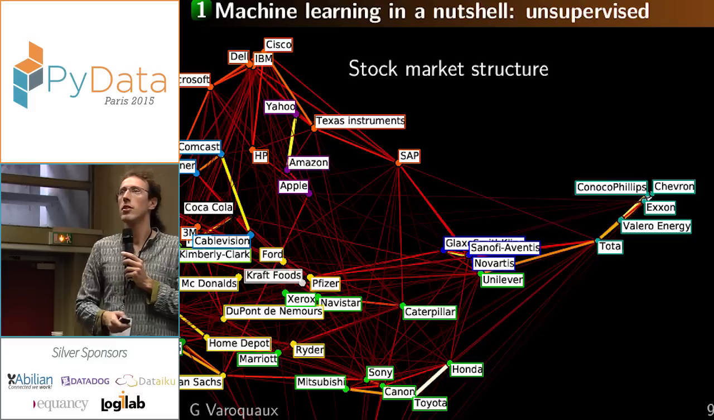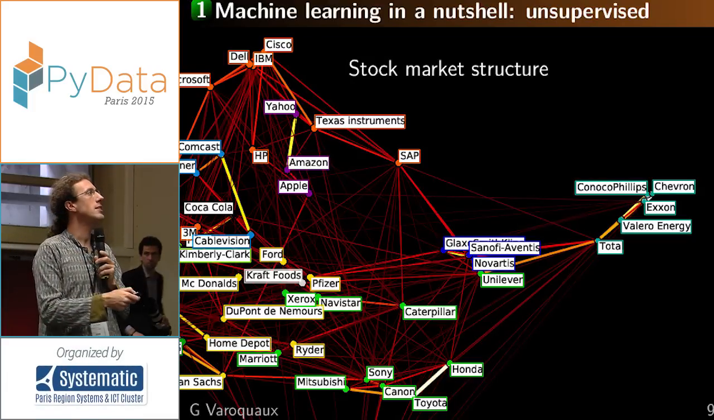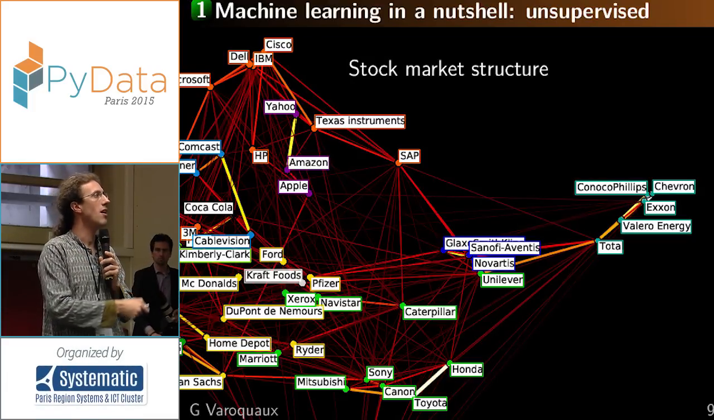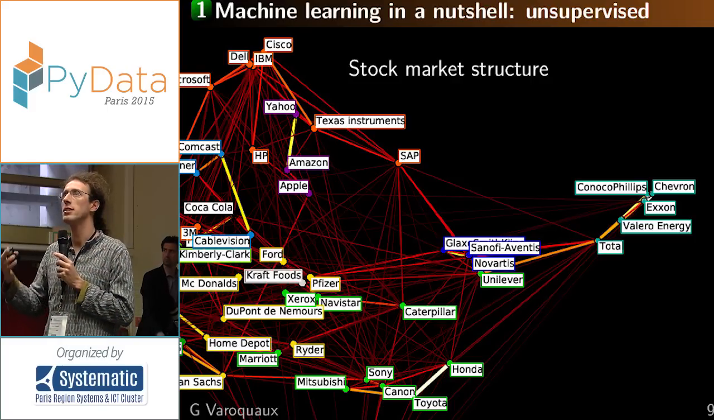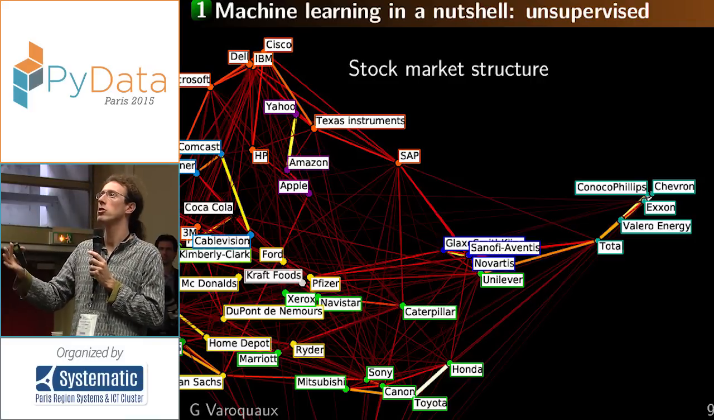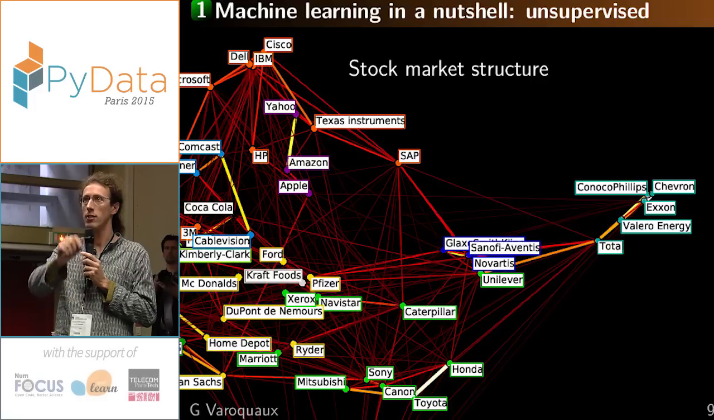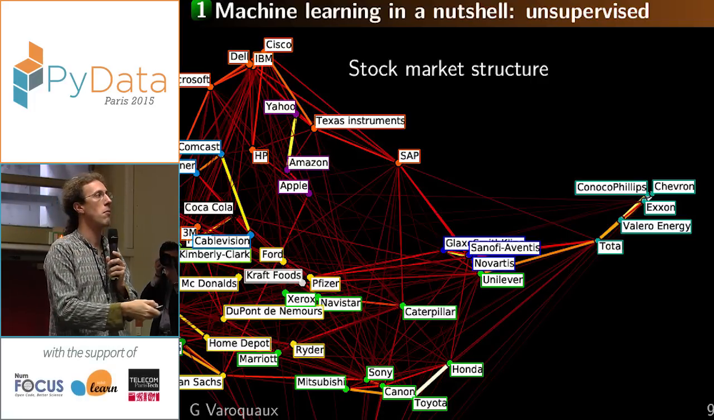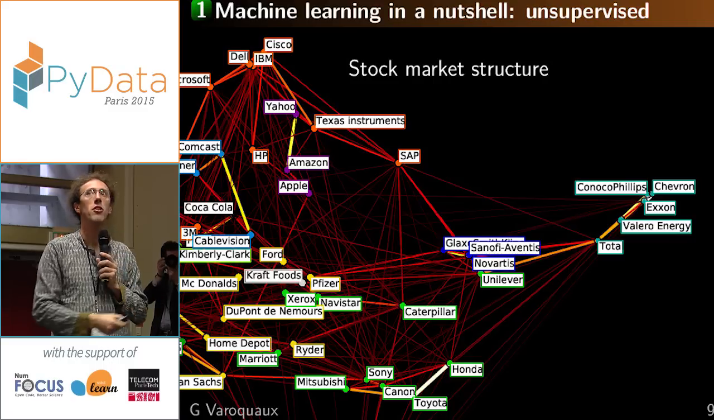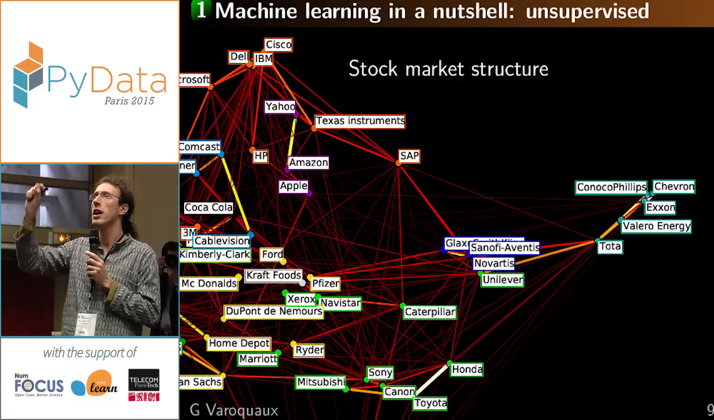All right. There are supposed to be labels here, but they're not showing up. So this is a plot of the stock market structure. And what's interesting here is that we didn't give any labels to the algorithm. We just took the data from the stock market and looked at the fluctuation of the stock market. And then we plotted close to each other companies that were fluctuating together.